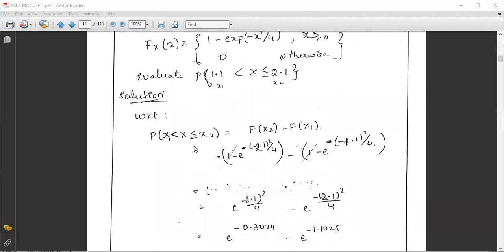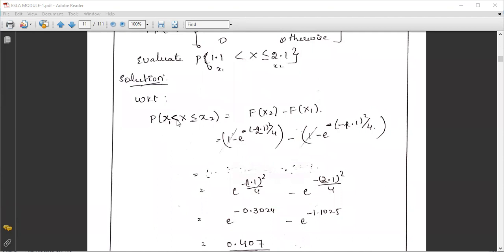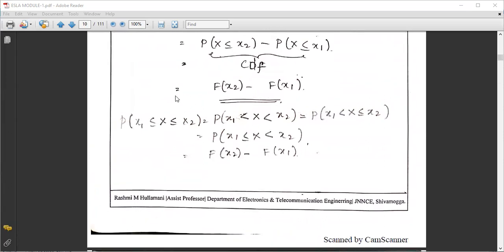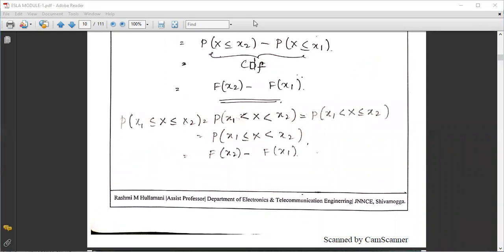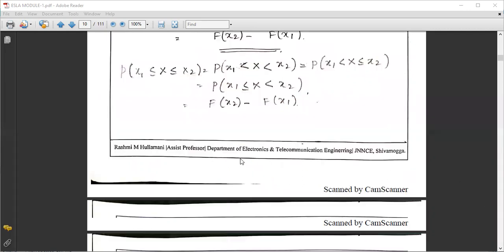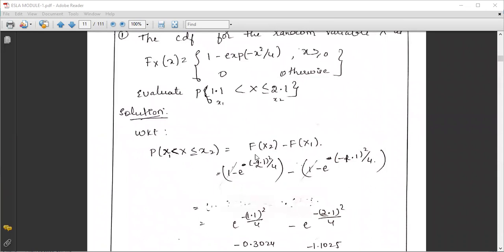Okay. Solution is, we already know that the probability of x1 less than x less than or equal to x2 is equal to F of x2 minus F of x1, which is already proved in the previous class. Okay, substitute F of x2.